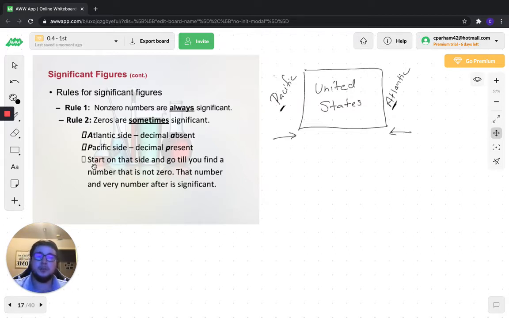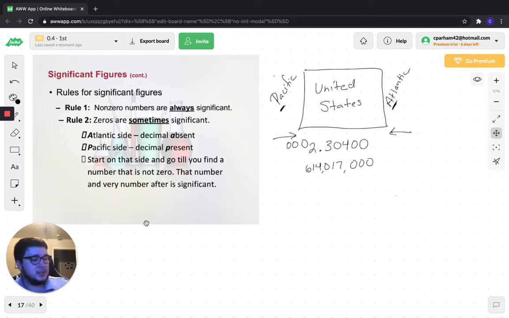Okay, so the third bullet point there says start on that side and go till you find a number that's not a 0. That number and every number after is significant. So just as an example, if I have the number 2.30400, and let's just throw some zeros in front of this just because, and then I have another number that is 614,017, right? Let's just throw 3 more zeros there, so make it 614 million. I'm just making up numbers.